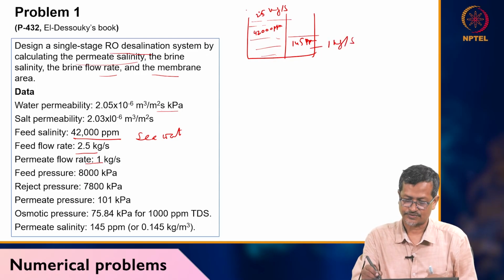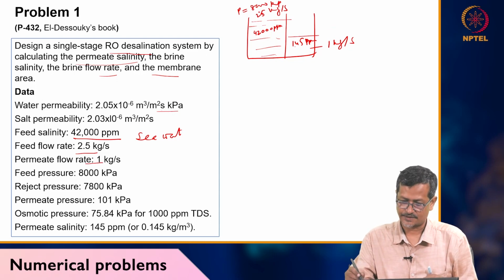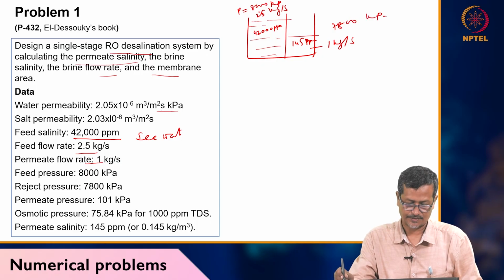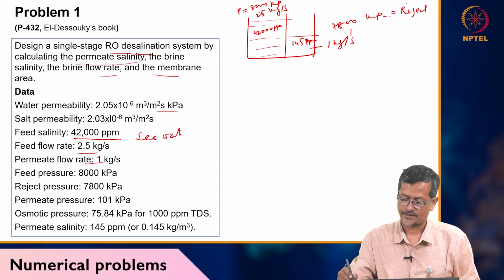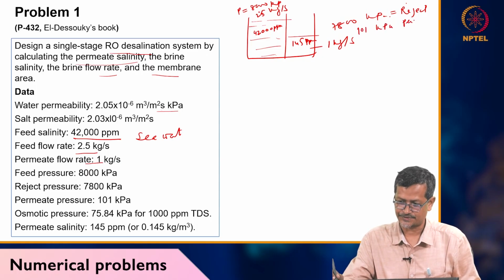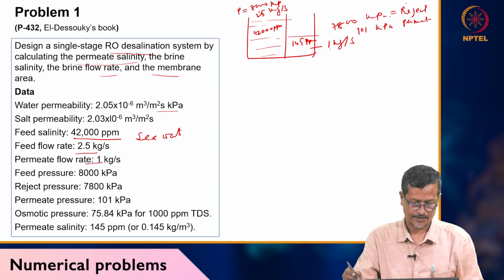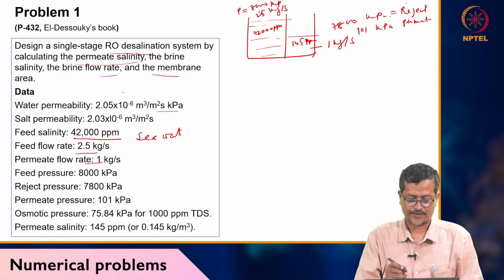Feed pressure is also given, P given 8000 kPa. Reject pressure is given, 7800 kPa. Permeate pressure is given, permeate pressure 101 kPa. Okay, now we have to calculate different parameters.